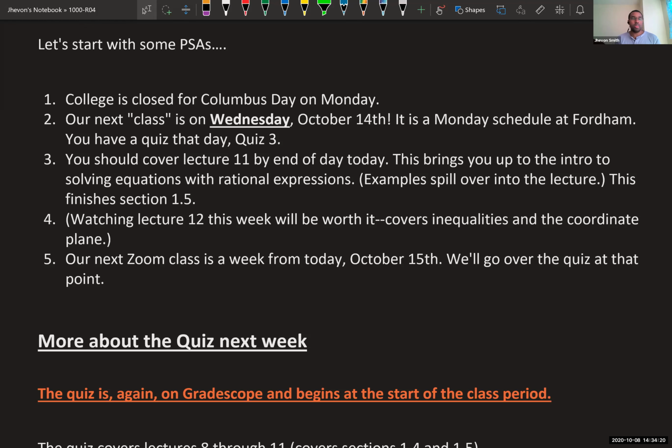That exam is going to essentially cover topics in 1.4 and 1.5, and I'll talk a little bit more about that coming up. Our next Zoom meeting, the next time we meet here like this, is going to be on Thursday, a week from today, the day right after your quiz. Those are just some items in terms of scheduling.